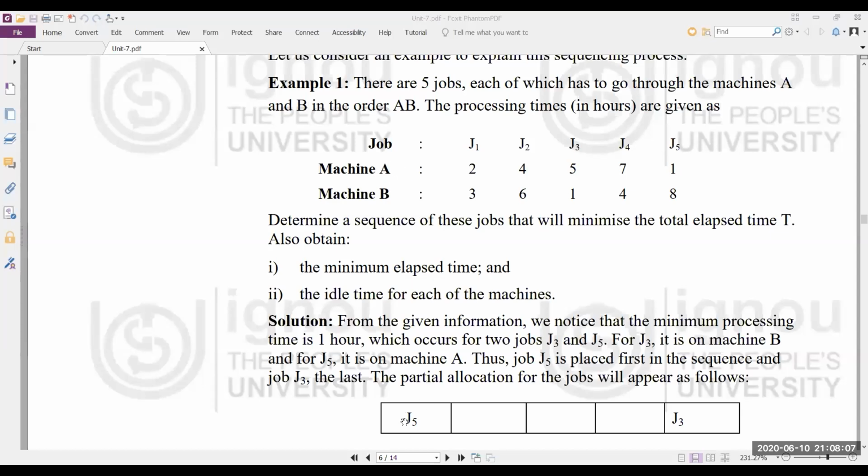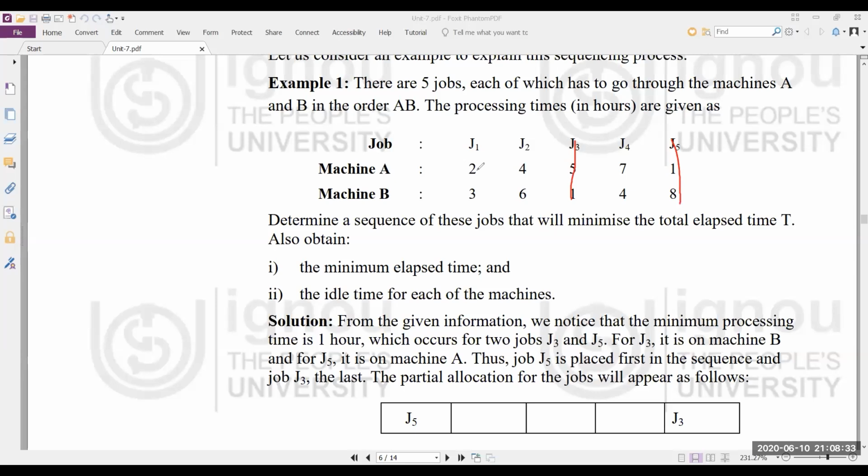So we put J5 in the beginning of the sequence, and the second minimum is 1, and it corresponds to machine B and J3. So we take the job J3 in the last. After this, we delete J3 and J5 from the sequence, and then again search for the minimum time.